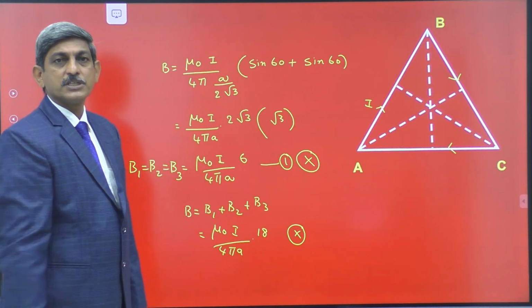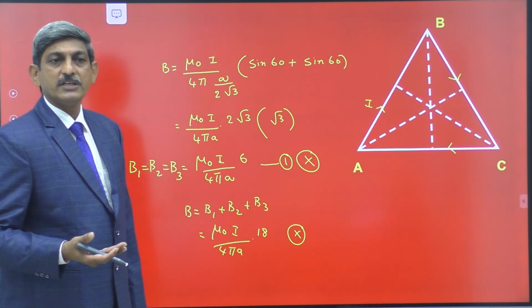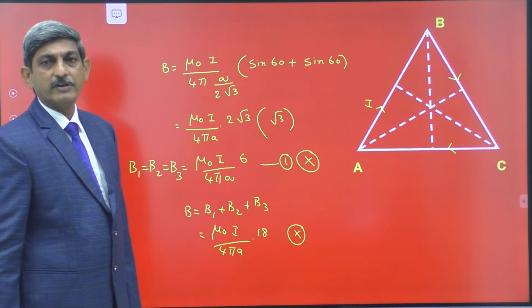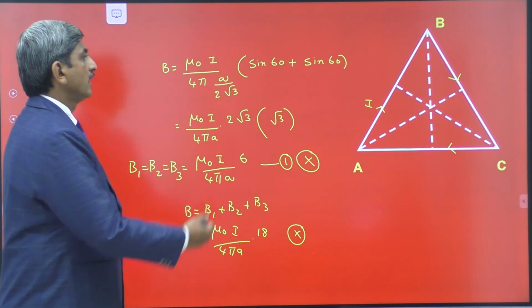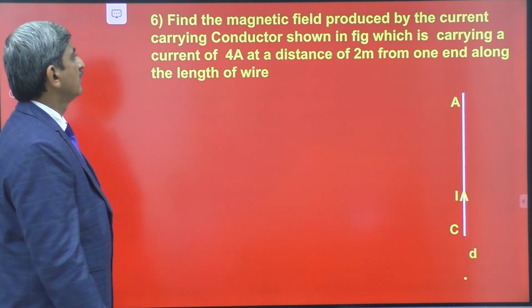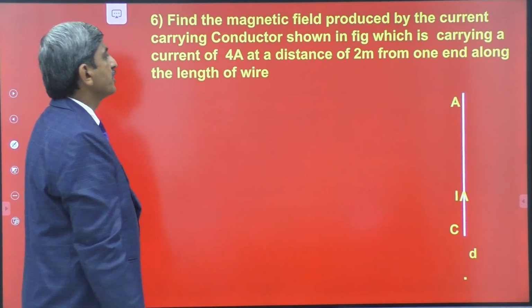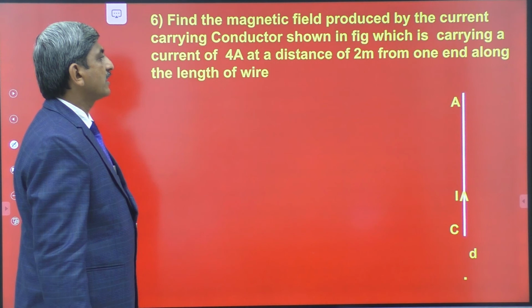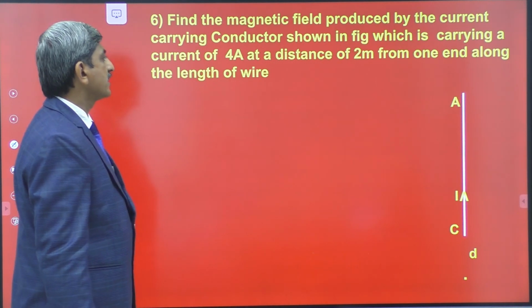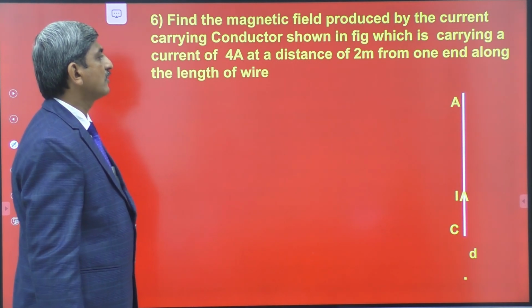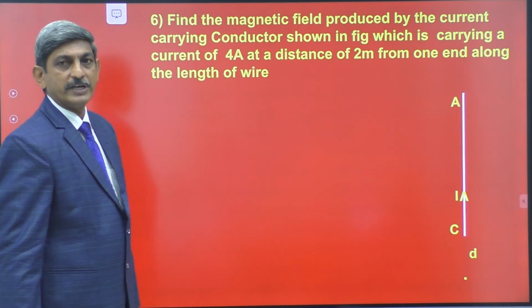So by following this procedure, for any given shape of the wire we can determine the magnetic field value. Right? Come to the next model. Find the magnetic field produced by the current carrying conductor shown in the figure, which is carrying a current of 4 amperes at a distance of 2 meters from one end along the length of the wire.